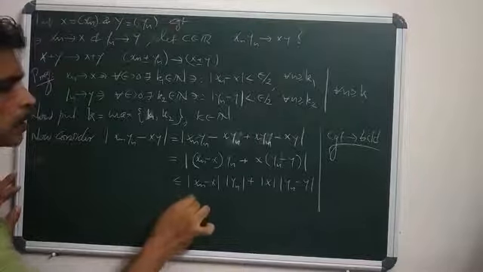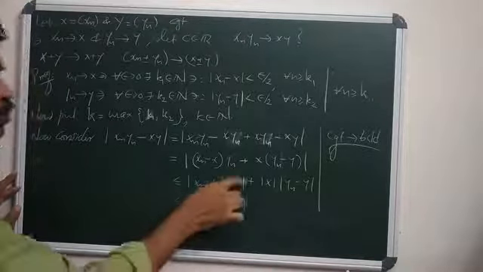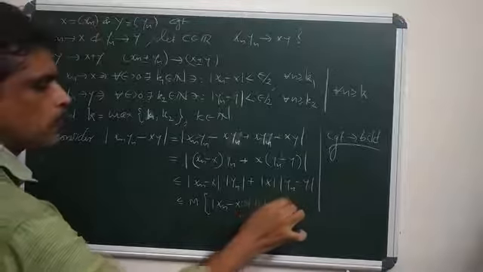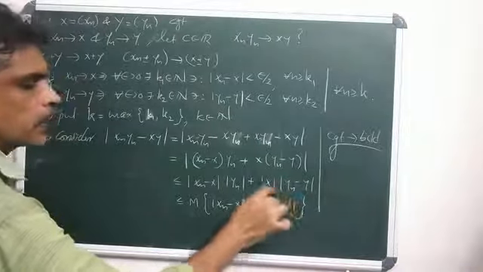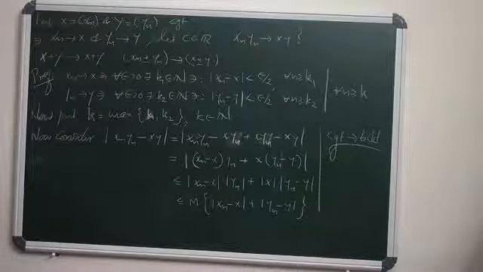Means it is less than or equal to m into modulus of xn minus x, where mod yn is at most m, again plus modulus of yn minus y, and again mod x is less than or equal to m. Okay.